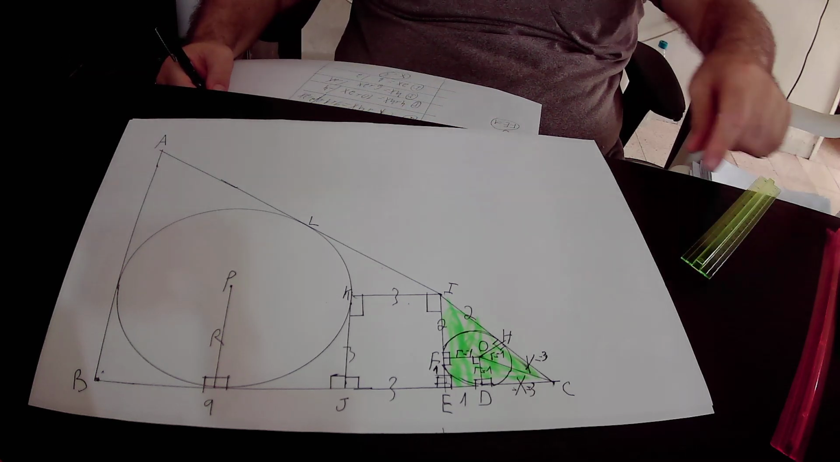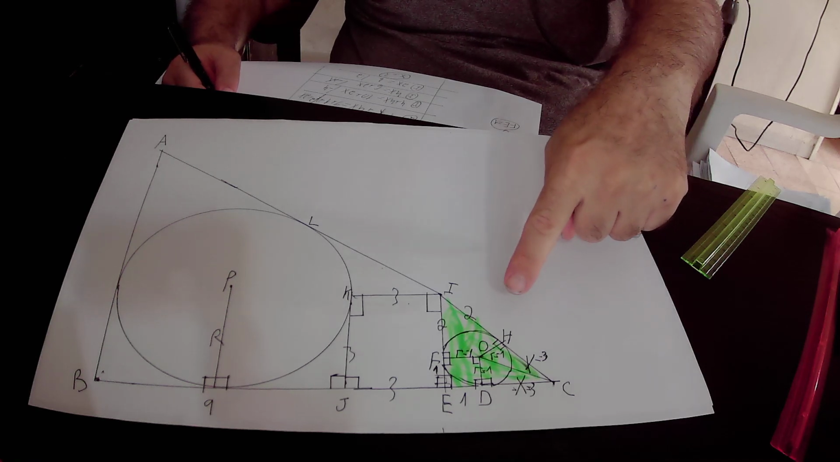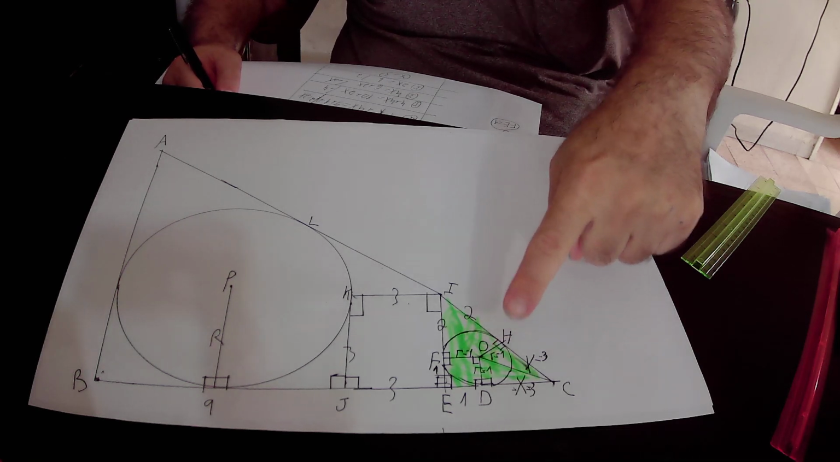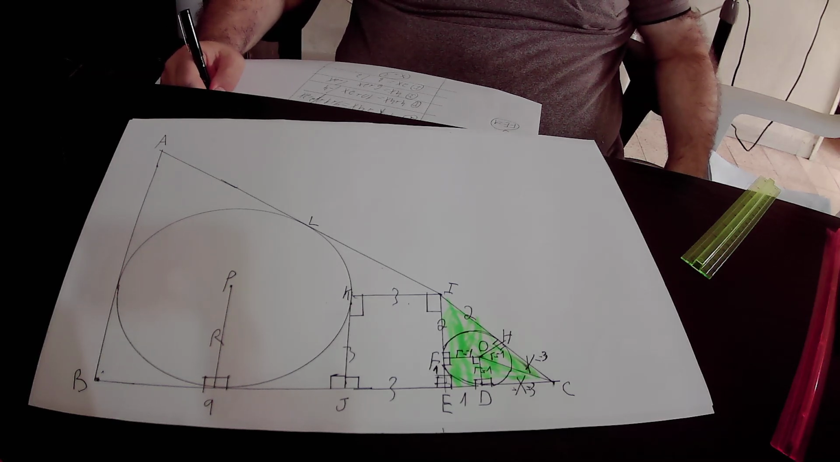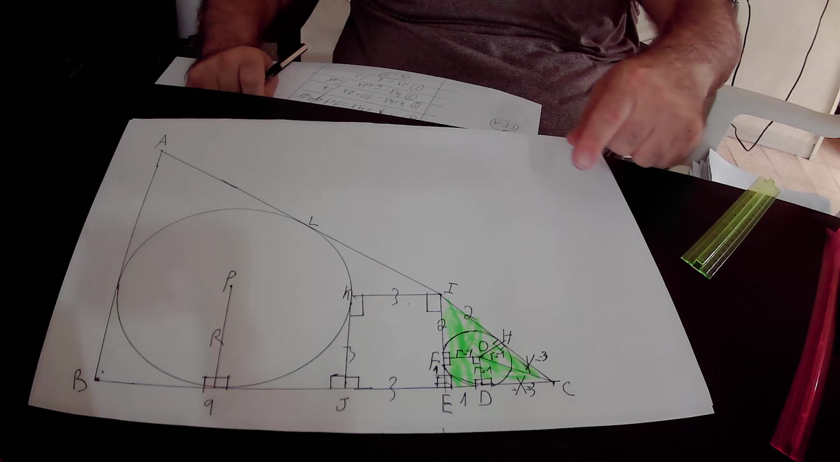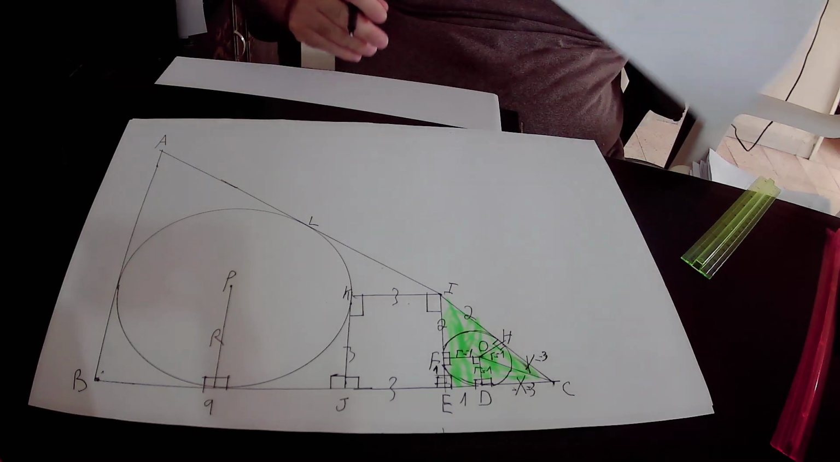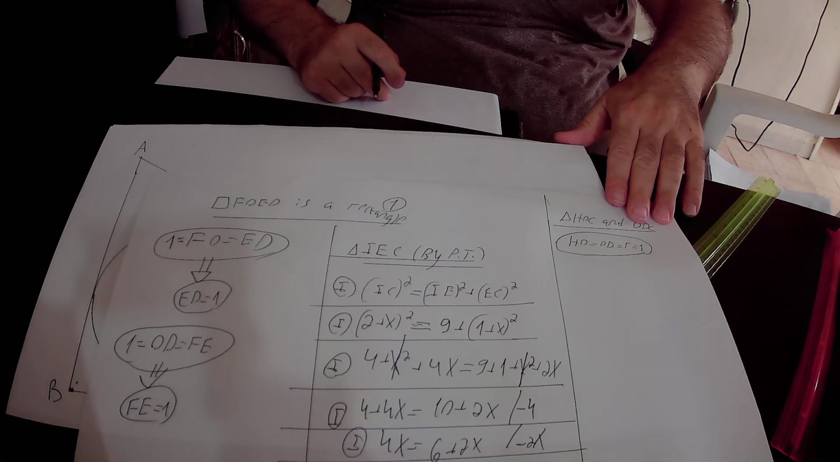So why are those two right triangles congruent? First of all, edge OH equals OD. They are both radii of the circle, therefore they are equal to each other. Edge OH equals OD equals R, that is equal to 1.